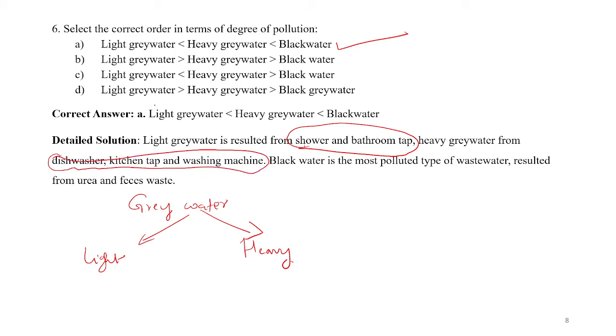So light grey water is less polluted than heavy grey water, and black water is the most polluted type of wastewater, which contains urea and feces waste. So A is the correct option. I hope this is clear for all. And if there is no question, then let's move on to the next slide.